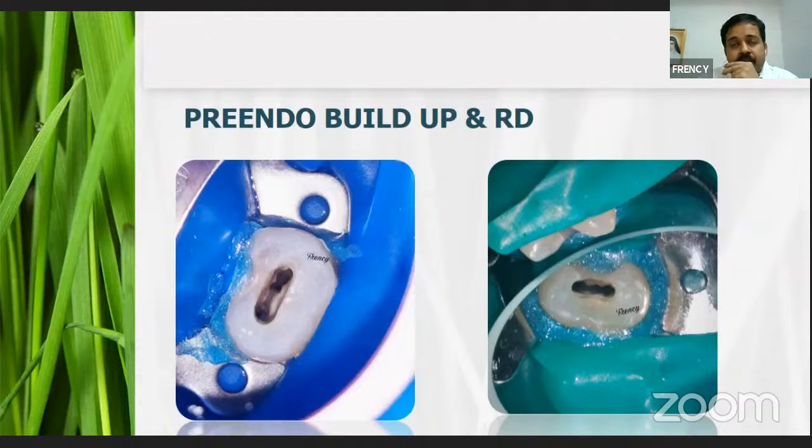Then the next visit, you can do your access preparation as a normal access preparation. In the second visit, it will help to hold the irrigation solution inside the canal much more efficiently. So whenever possible, do a pre-endodontic buildup in the first visit. If it is not possible, the second way is, when you are doing an access temporary filling after the first visit, give a glass ionomer restoration or composite restoration as pre-endodontic buildup or access restoration.